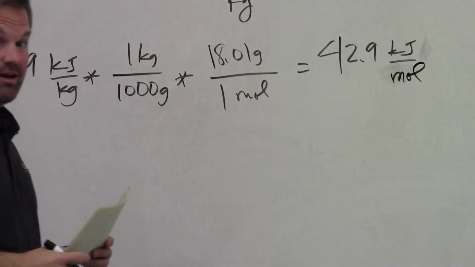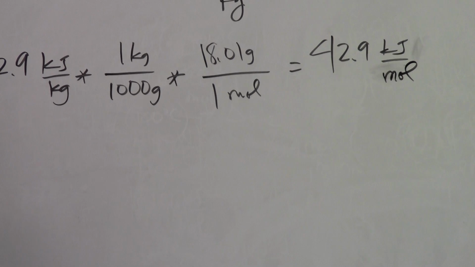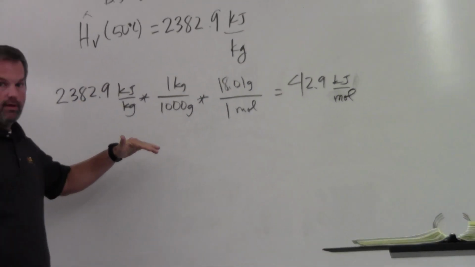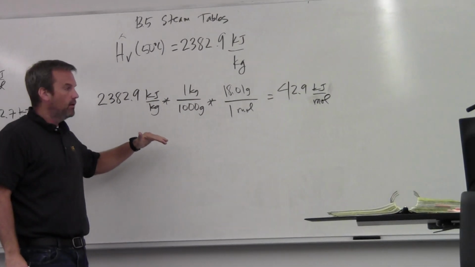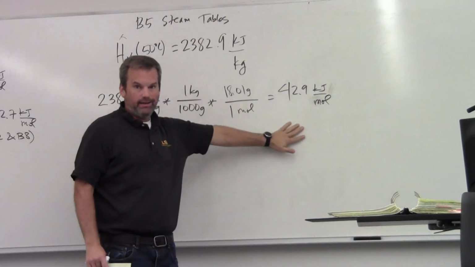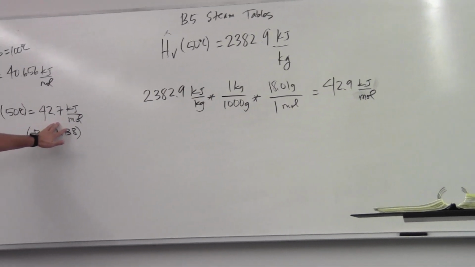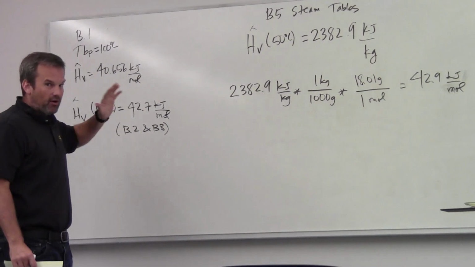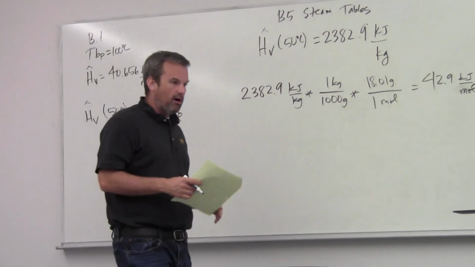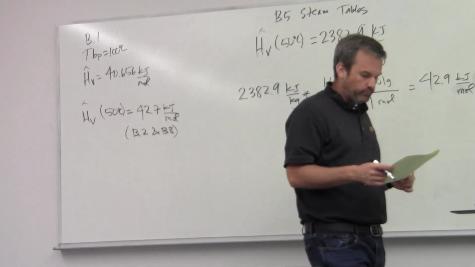All right, so with the steam tables, that was a heck of a lot easier, right? See how quickly I could do that? And I got 42.9. 42.7 is what I got with the imaginary pathway. They're close, but they're not quite the same. Maybe a couple percentage points difference there.